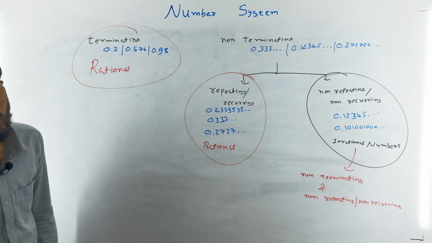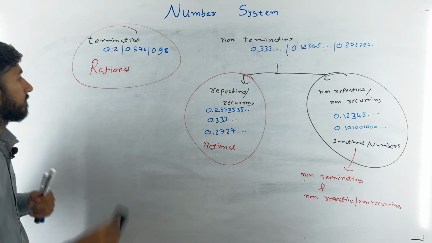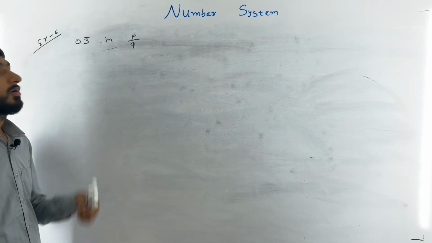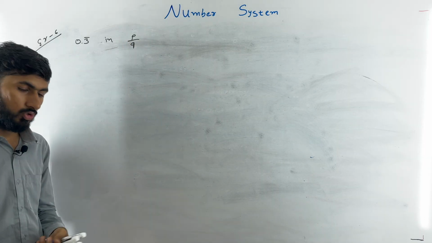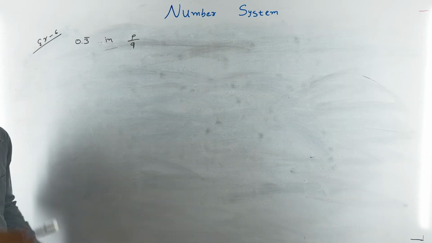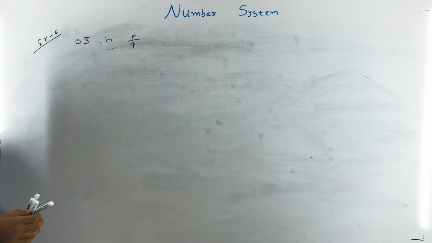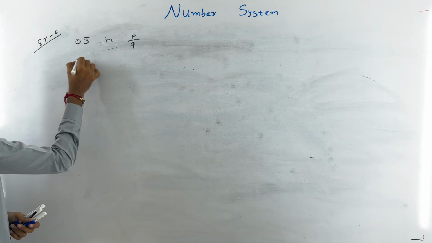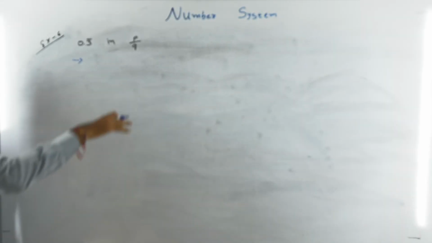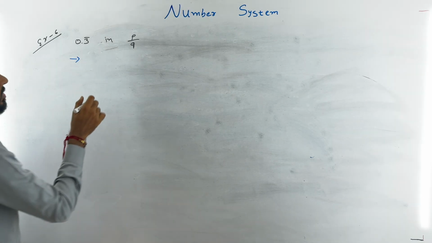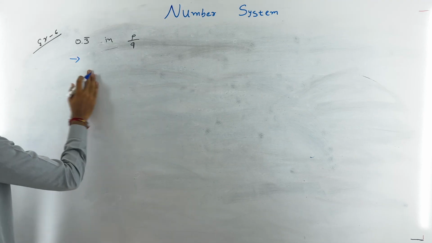Right? Now we will move on to example number 6. We have to represent 0.3 bar in the form of p by q. Now 0.3 bar is a non-terminating number, right? So we will learn a method to represent this type of number in the form of p by q. So pay attention here, right?